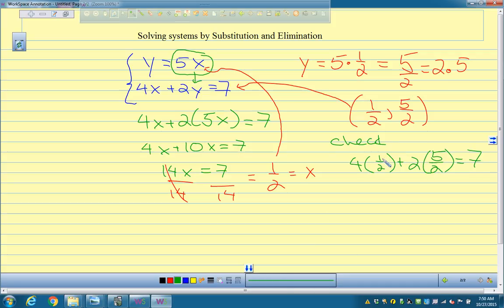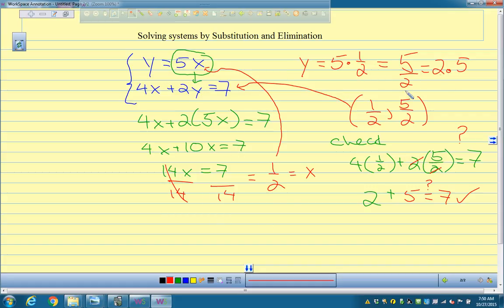What's 4 times 1/2? 2. What's 2 times 5/2? What could I do with this 2 and that 2? Do you guys know that I could cross this out and cross that out? Okay? So I get plus 5. Does that equal 7? Is 2 plus 5 equal to 7? Yes. So my solution works.